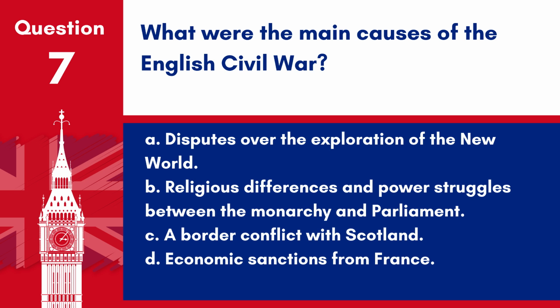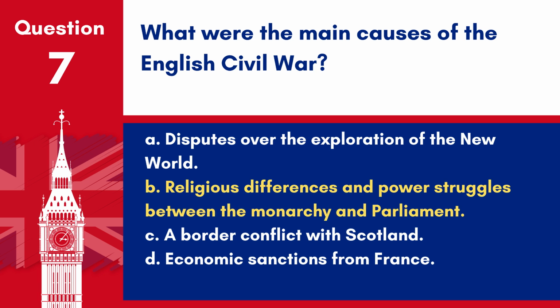Question 7. What were the main causes of the English Civil War? A. Disputes over the exploration of the New World. B. Religious differences and power struggles between the monarchy and Parliament. C. A border conflict with Scotland. D. Economic sanctions from France.